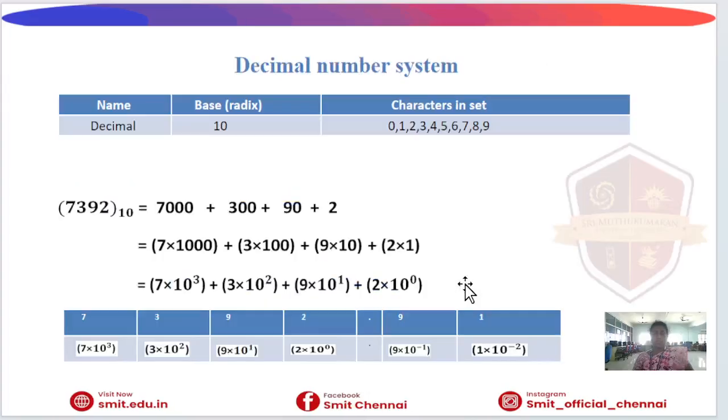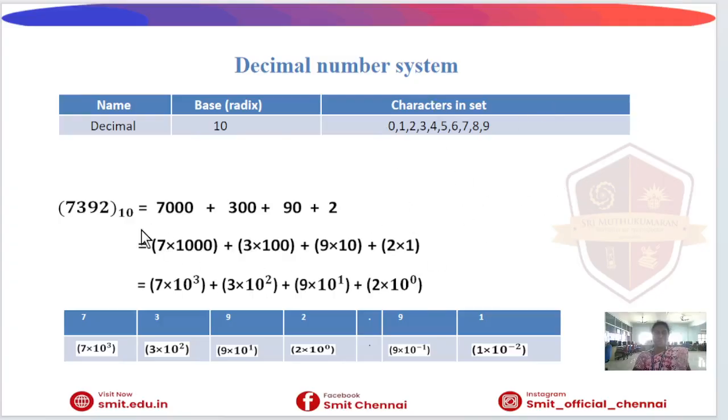Then this is the decimal number system. The decimal number system is the number system we use in everyday life. It has a base of 10, which means it uses 10 symbols, that is 0 to 9. So 10 means 0 to 9, totally 10.